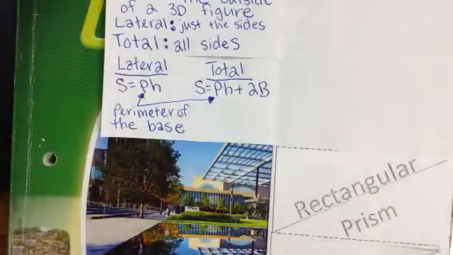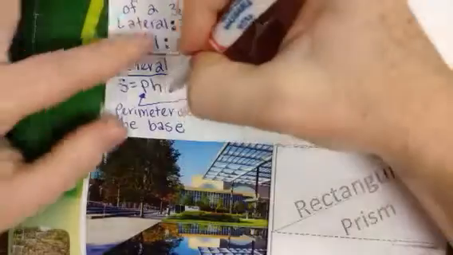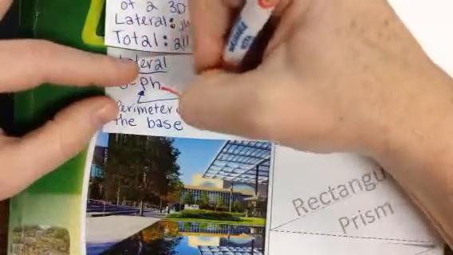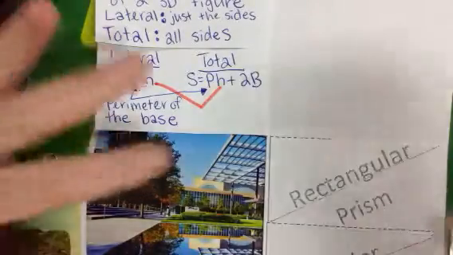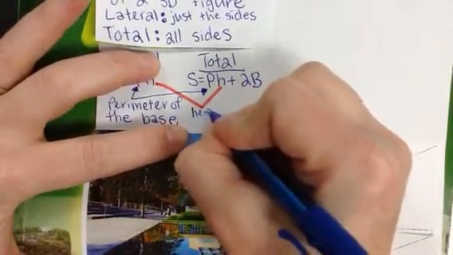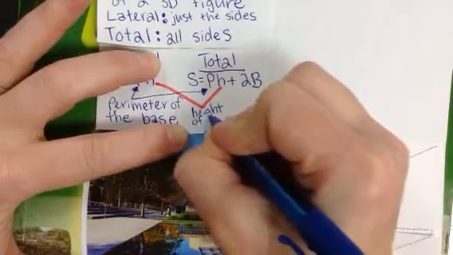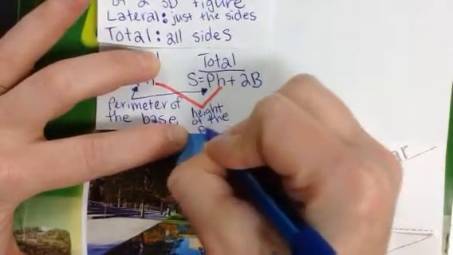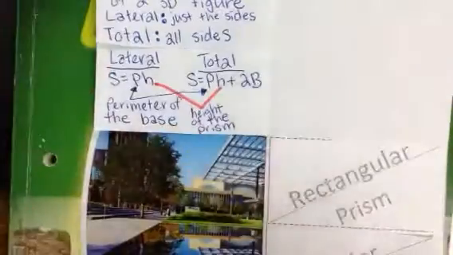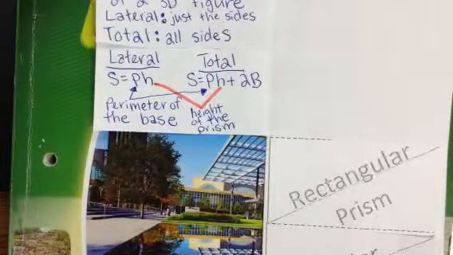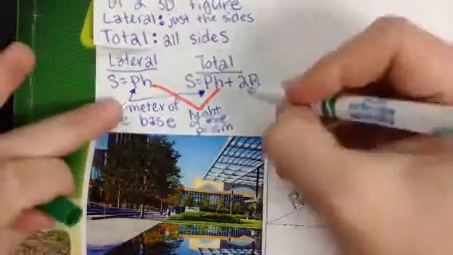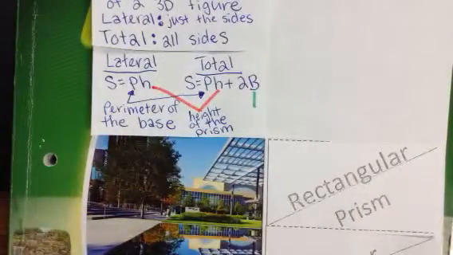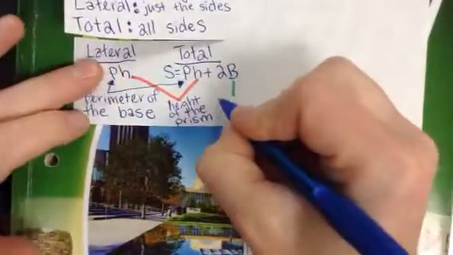Okay, you need to know that the H in both of the formulas stands for height of the prism, and the prism will not always be sitting on its base. Sometimes you have to turn it in your head to be able to see the height going up. Okay, and then you need to know that this B, hopefully you know, stands for area of the base.